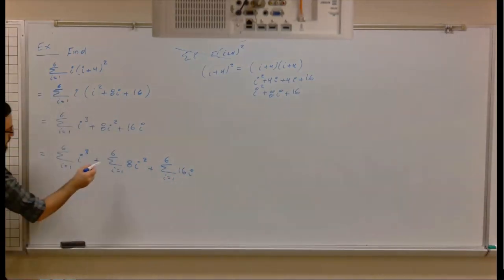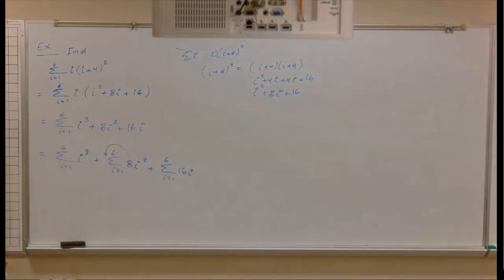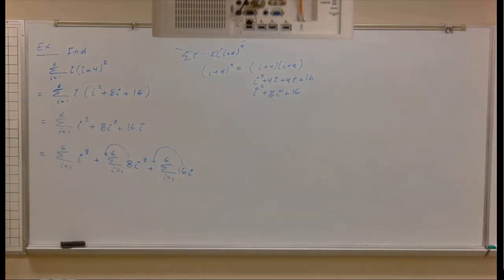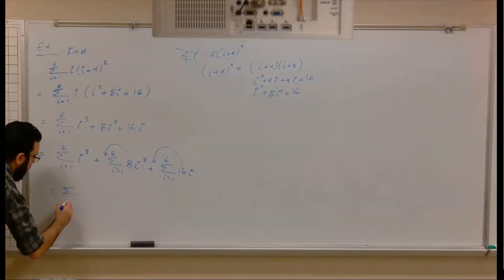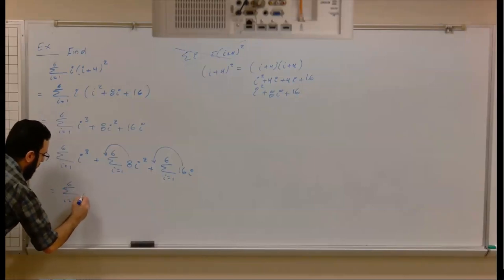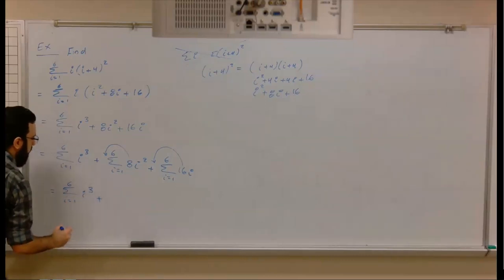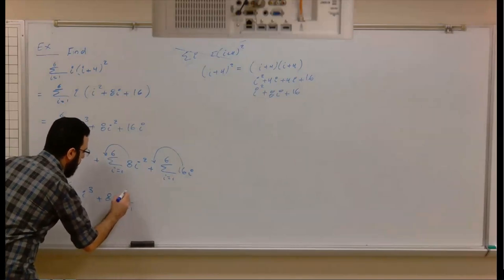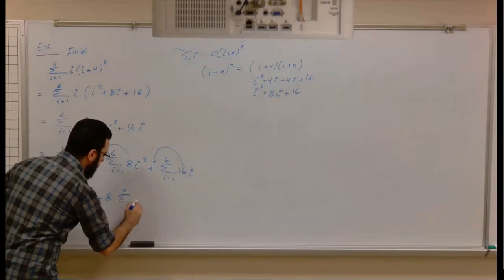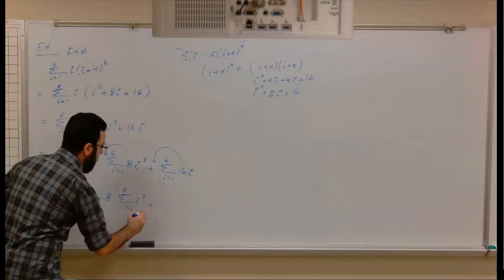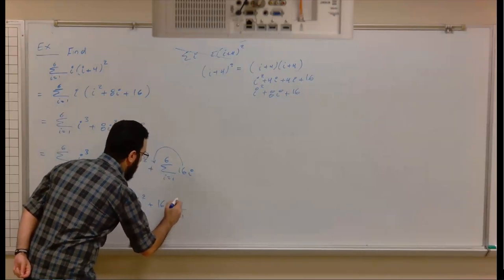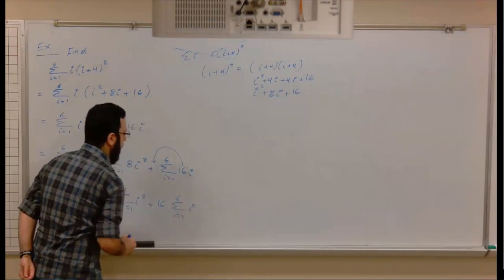Now, can I take the 8 outside the summation? Can I take the 16 outside the summation? Yes, by using rule number 5. So this one is going to be summation from I equal 1 to 6 of I cubed, plus 8 summation from I equal 1 to 6 of I squared, plus 16 summation from I equal 1 to 6 of I.